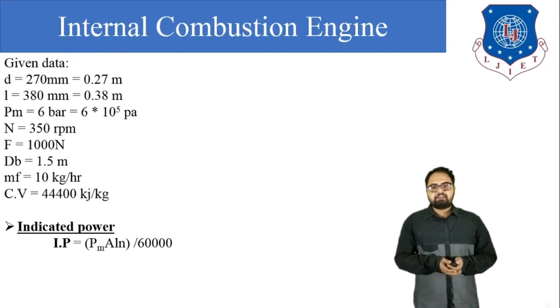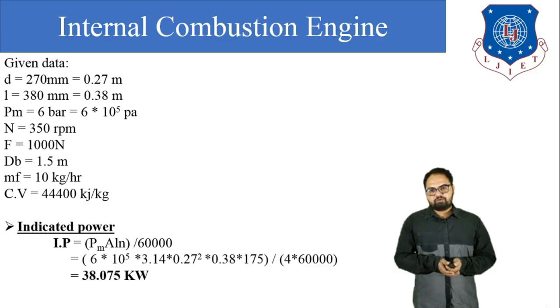Indicated power IP is equal to P m L A n divided by 60,000. But this is a 4-stroke engine, so small n is equal to capital N by 2. So we need to divide the RPM of the engine by 2. By putting the values, P m is 6 into 10 raised to 5, multiplied by area pi by 4 d square, stroke length L that is 0.38, and RPM N by 2 that is 175, divided by 60,000. The final answer we get is 38.075 kilowatt. That is the indicated power, the power generated inside the engine cylinder.